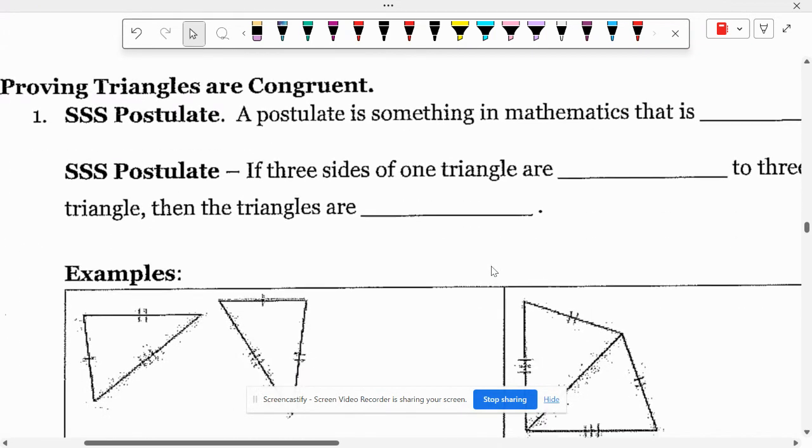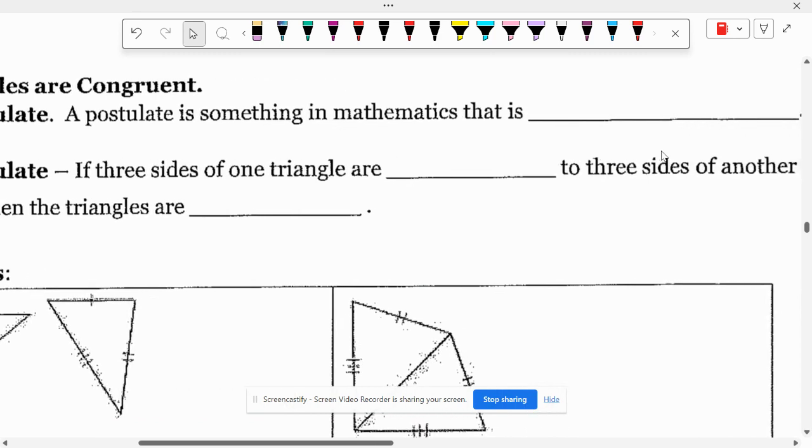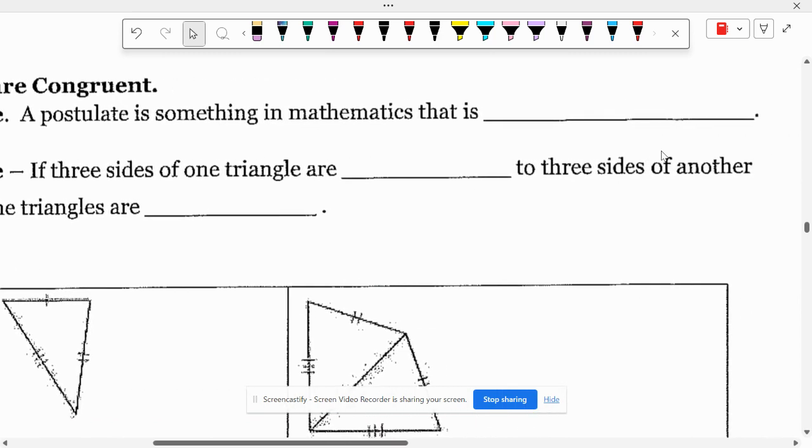So when we think about proving triangles congruent, we have several theorems, but we're going to talk about two theorems or postulates. We're going to learn two rules today. So the first thing that we're going to talk about is, what is a postulate? A postulate is something in mathematics that is just understood or known to be true. So it's true without proof.